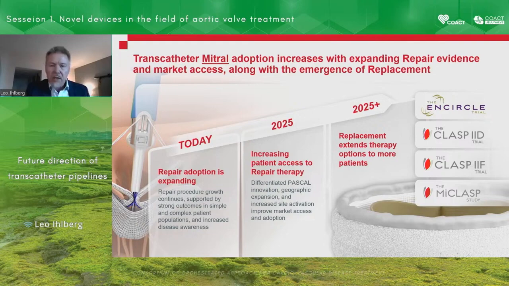We still think that repair therapy with the edge-to-edge is and will be the mainstay of transcatheter mitral therapy going forward. However, that being said, we know that finally, after a lot of trials and tribulations, the mitral replacement technologies are just about to break through into the mainstream. And by doing so, over the upcoming years, it will be extending the therapy options to more patients.